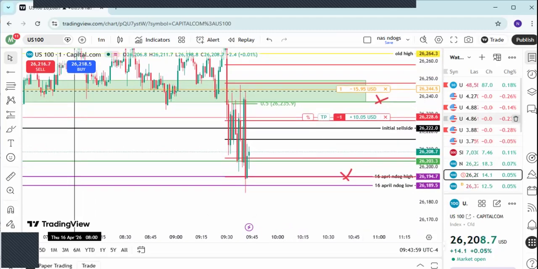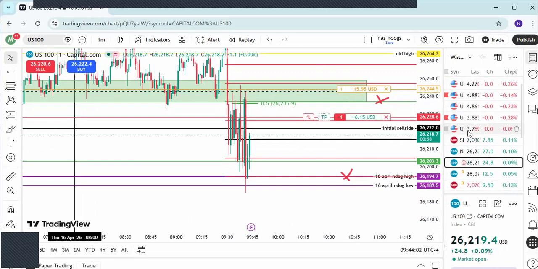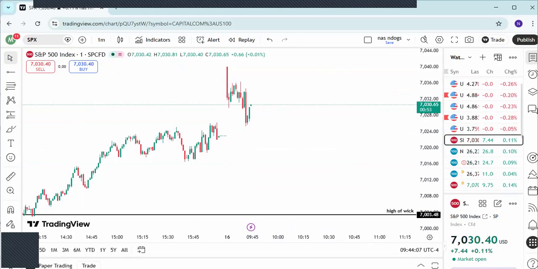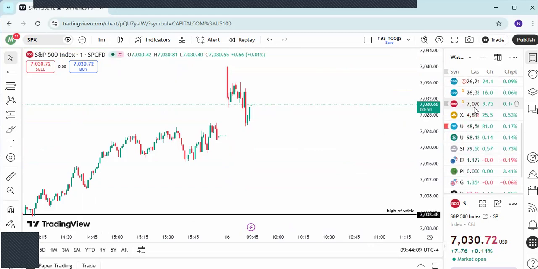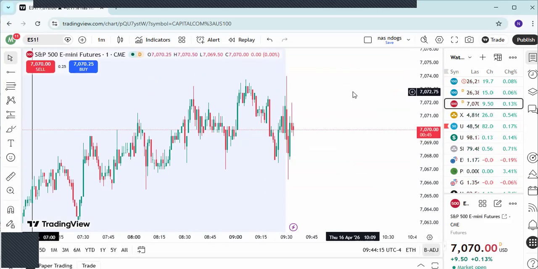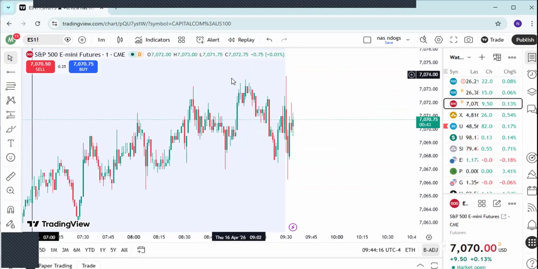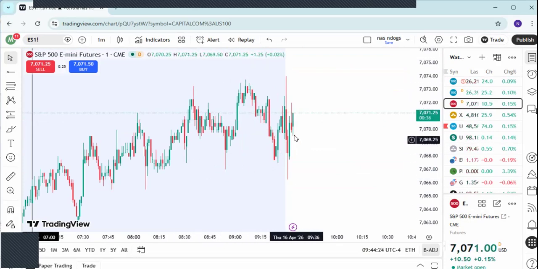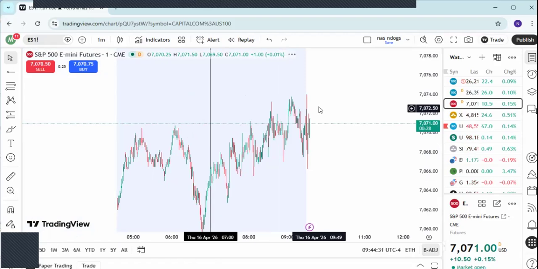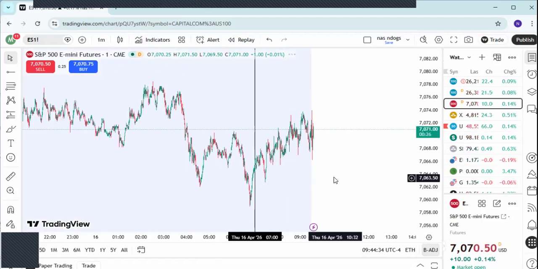Well, let's see the US 30 or the S&P, you know. Let's say the S&P here, because it might be telling us something else, right? Okay. Sell side taken there. Buy side, I mean there. Sell side there. With this move down, we've taken this low and this low. Okay, let's wait and see.